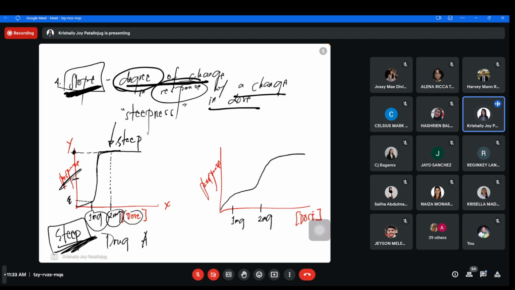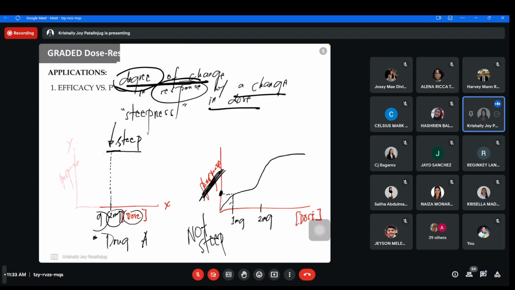Okay? But when the graph is not steep, like this, the curve here is not steep. Let's say a 1 gram concentration, which has an effect, a response elicited. And then let's say we adjust again. If ever the dose of the drug has been adjusted from 1, then we make it 2.